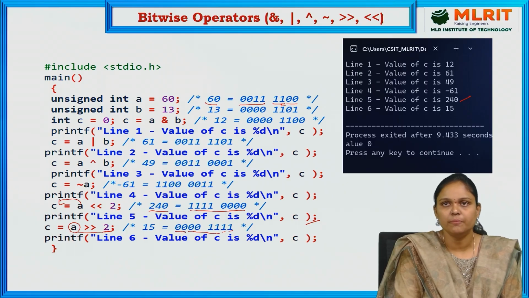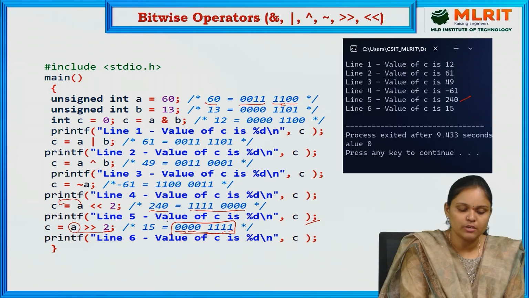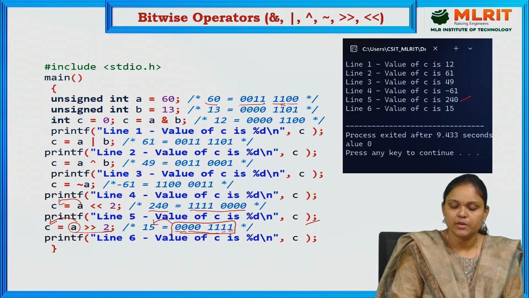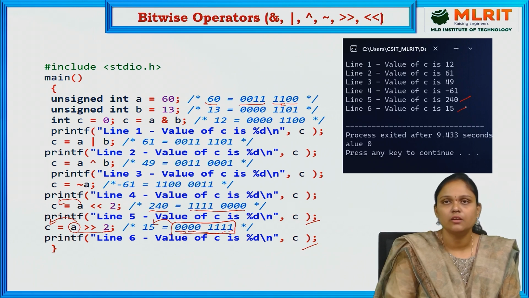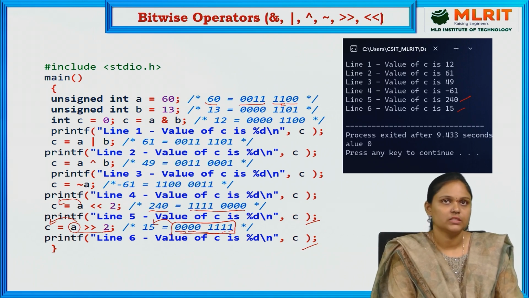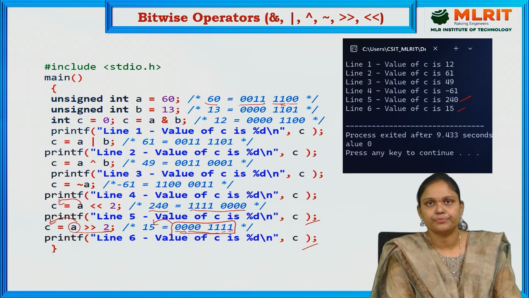If you are using the right shift operator, we are shifting 2 bits towards its right, and the decimal equivalent of this binary value is 15. The 15 value we are assigning to C, and by using the printf statement, we are printing that 15 value. So these are the bitwise operators: bitwise AND, OR, XOR, NOT, left shift, and also the right shift.